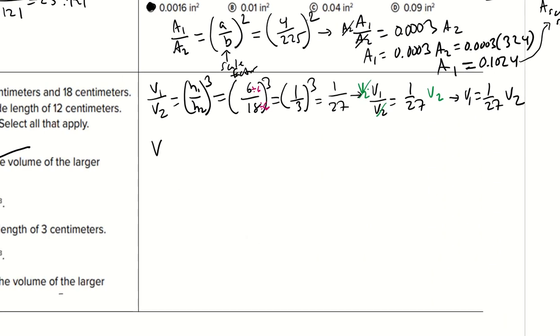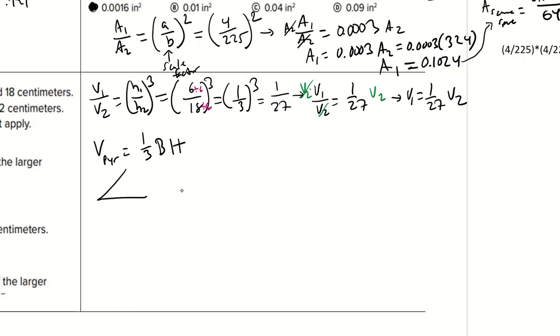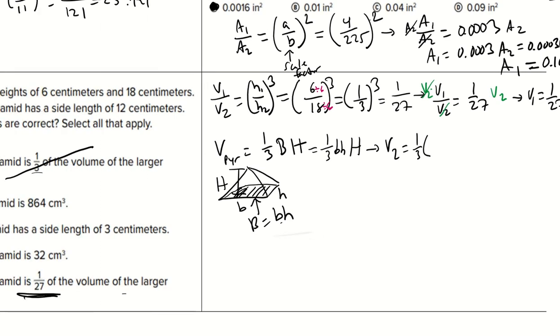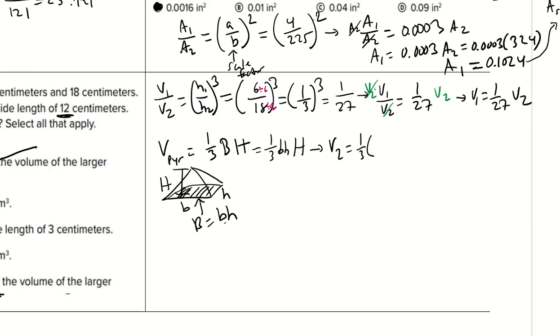Remember that the volume of a pyramid is 1/3 base area times height. Since we have a square pyramid, this is my capital B, which is base times height. This is the base, this is the height. And then this is the capital height of the pyramid. So I basically have to do 1/3 little base, little height times big height. In this case, the volume of the bigger pyramid is 1/3 little base, little height, but the little base and little height are both 12. The side length is 12, so these are both 12.